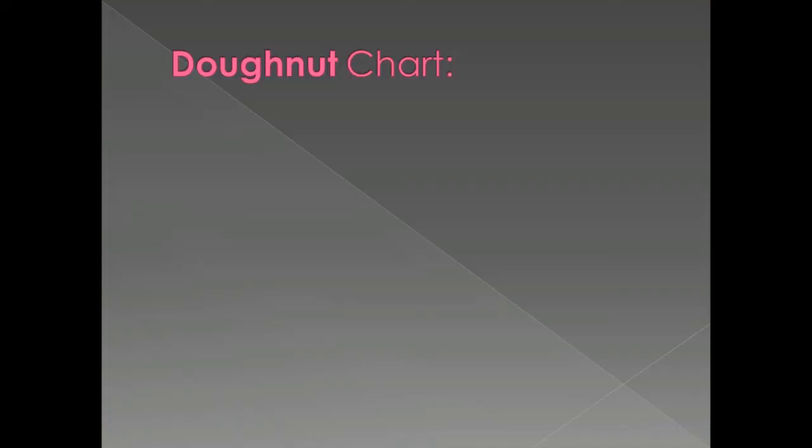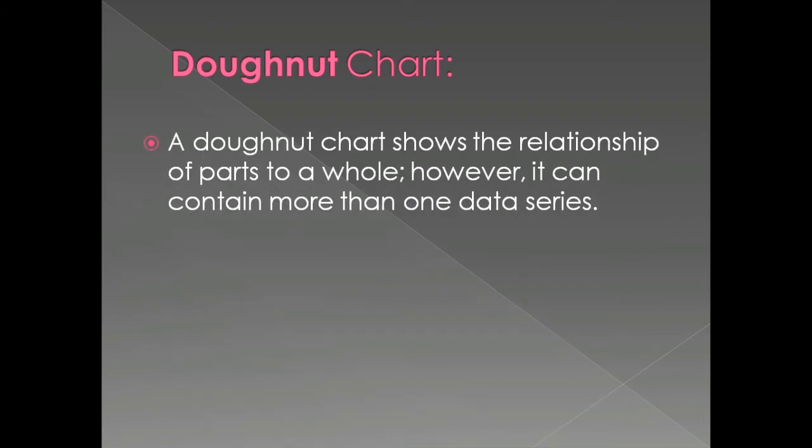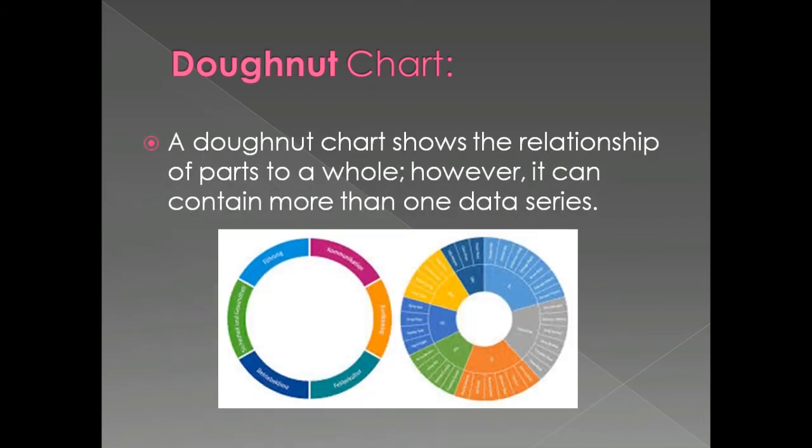Whereas in the last type of chart, that is doughnut chart, the chart shows the relationship of parts to a whole. However, it can contain more than one data series also. As the diagram shows, it is in a circle, so it is similar to pie chart, but it shows more than one data series, whereas in pie chart we can show only one data series. Doughnut is used to show more than one data series so that the relation between different series can be shown and can be compared easily.